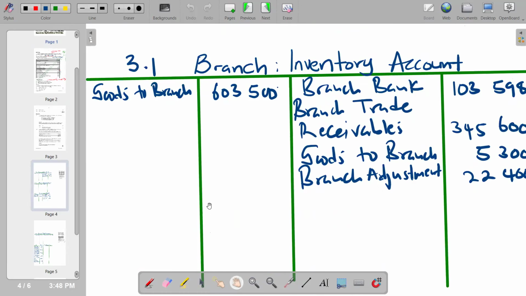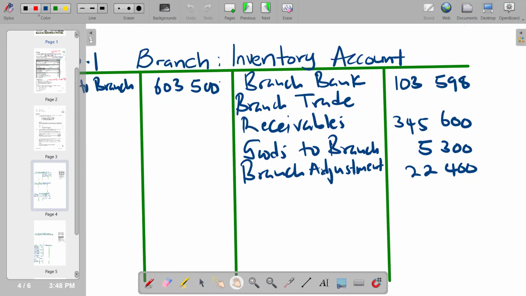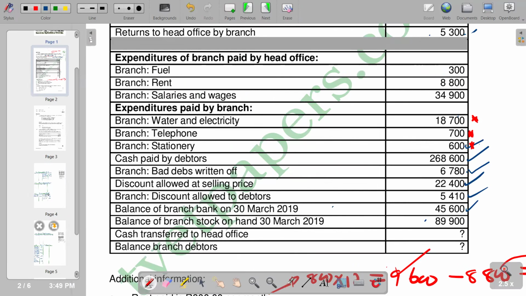So we are here. We leave a space again for the balancing figure for branch inventory. We are supposed to have a branch surplus or deficit. Remember, after balancing, a surplus will be inserted on the debit side, and a deficit will be inserted on the credit side. So we can leave just a line, and then we say balance CD, which we are having as 89,900. We can just compare and confirm that figure, 89,900.